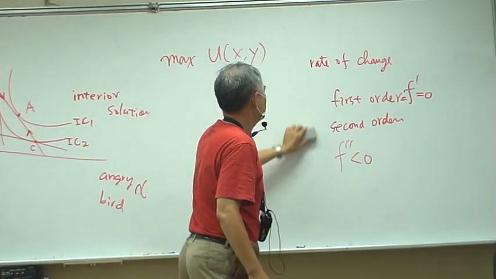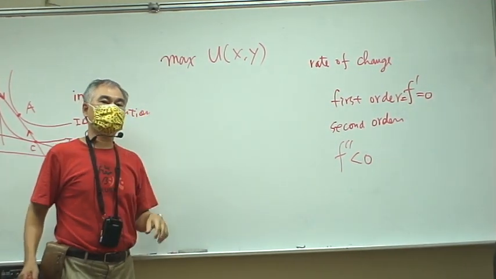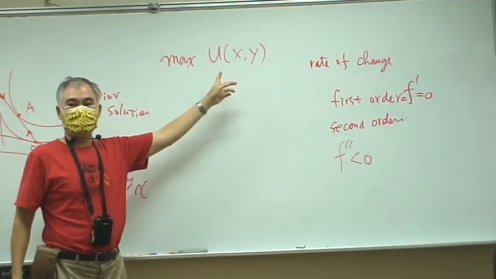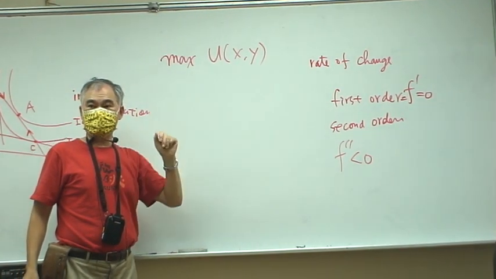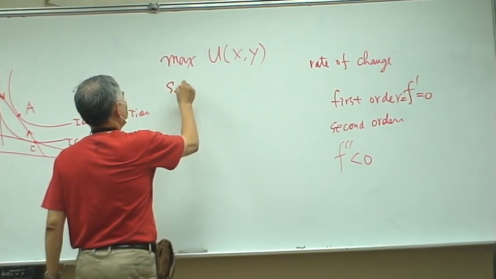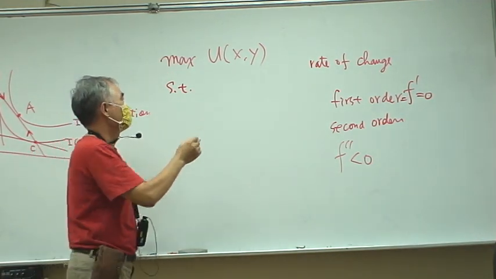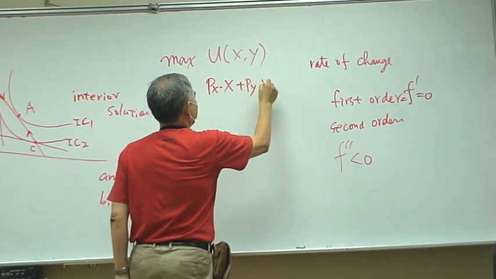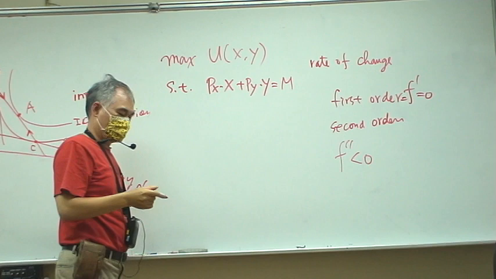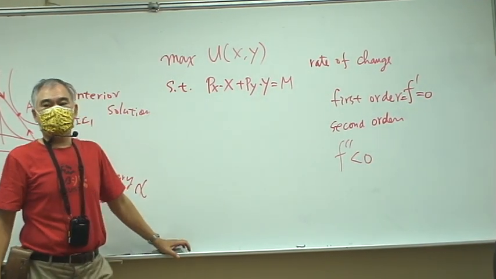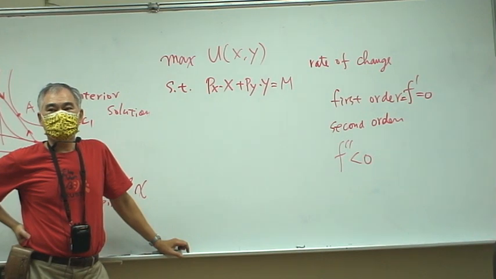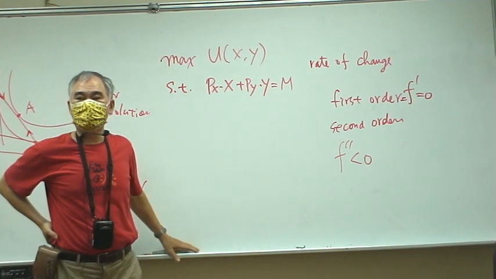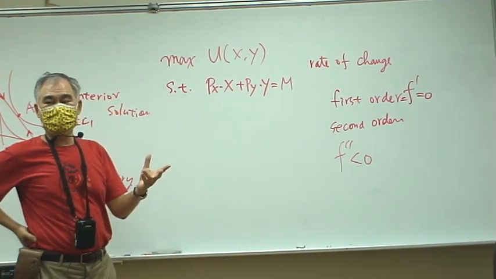When we get back here, unfortunately, it's not that simple. Why? Because for a consumer to maximize utility, it is subject to your budget constraint. So subject to, or ST, means subject to your budget constraint. So you have Px times x plus Py times y is equal to m. That's your income, okay? But suppose you have learned calculus, it is not that difficult. There's a mathematician called Lagrange. Lagrange invented a Lagrange function.